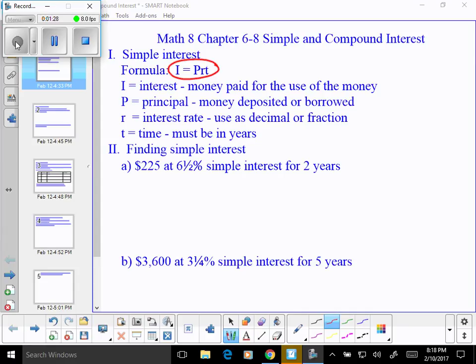It is the percent. It will be used as a decimal or fraction, which should sound very familiar to you, since for solving problems with equations, we use percent as a decimal or fraction times a whole equals a part. The T from the formula for simple interest stands for time. And notice that it says that it has to be in years.